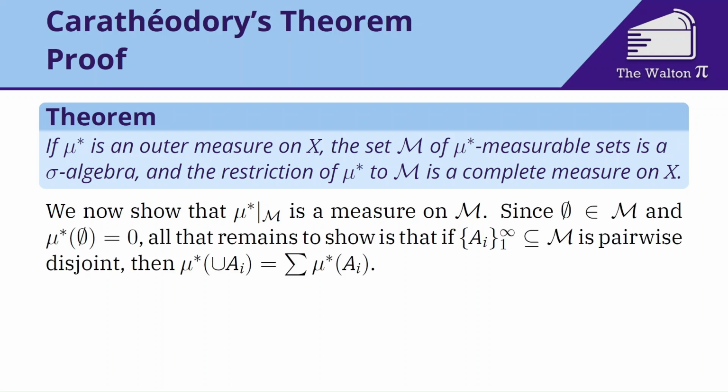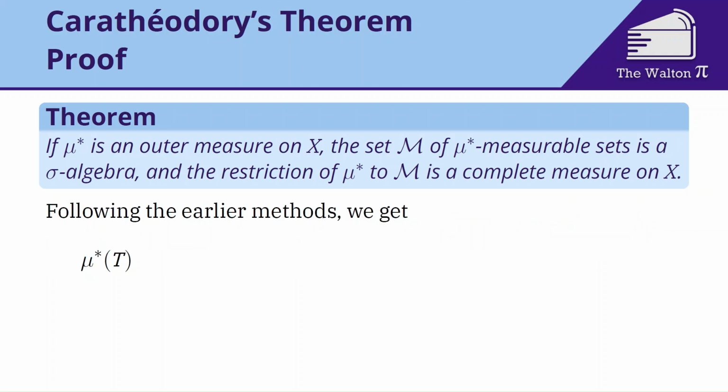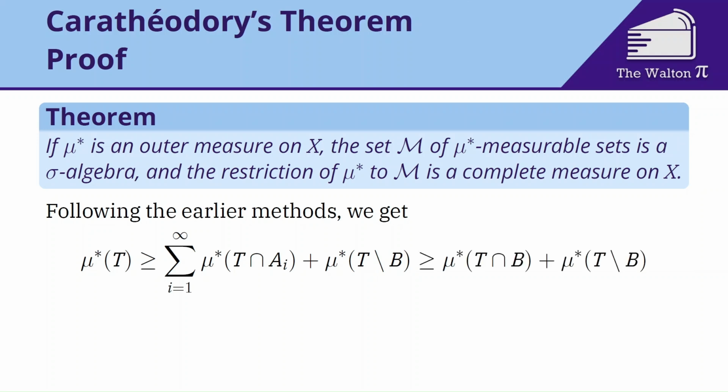Since the empty set is in M and mu star of the empty set is 0, all that remains to show for this to be a measure is that if Ai from 1 to infinity is pairwise disjoint, then mu star of their union is equal to the sum of their measures. So following the methods we did a little bit earlier, we get that mu star of T is greater than or equal to the sum from 1 to infinity of mu star of T intersect Ai plus mu star of T minus B, which is greater than or equal to mu star of T intersect B plus mu star of T minus B, and this holds for all T in X.